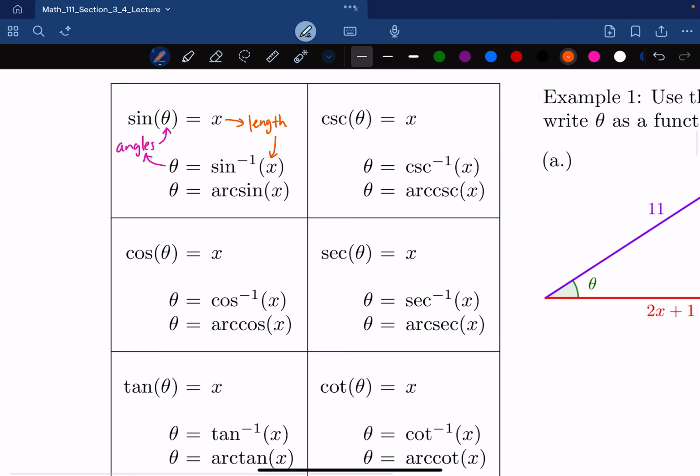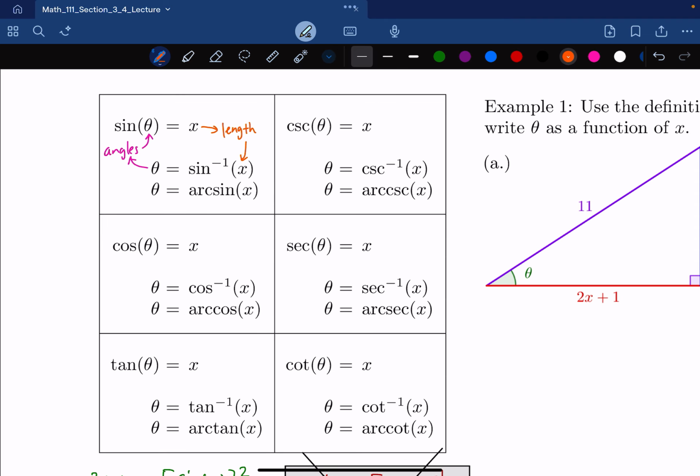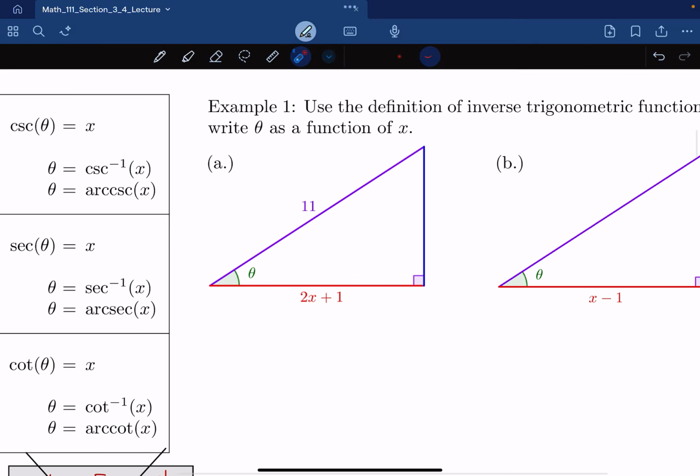Okay, and the same pattern holds for all 6 trigonometric functions and their corresponding inverses, though once you remember one, the rest follow along, so it's not really too bad to work with these. Okay, once you get used to it, they're not too bad. Now, let's take a look at some quick examples.